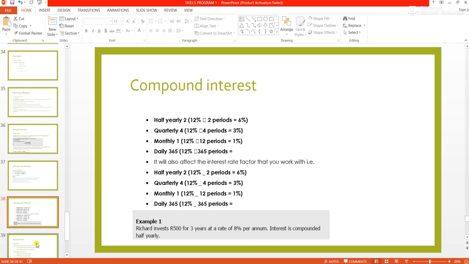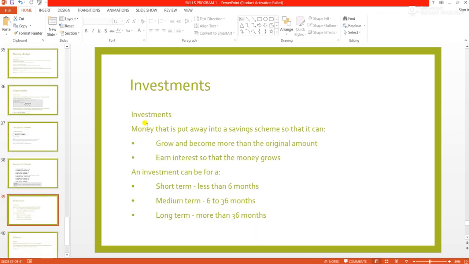So moving right along, we've got investments. An investment is money that is put away into a saving scheme so that it can grow and become more than the original amount, and you need to add interest so that the money grows. An investment can be short term, which is less than 6 months, medium term, 6 to 36 months, and long term, which is more than 36 months. So these are just principles of investment that you need to understand.